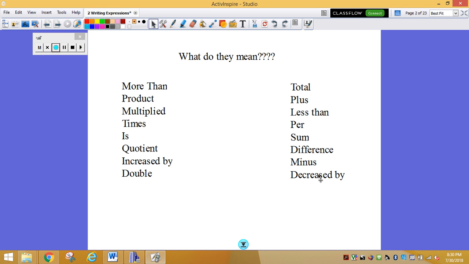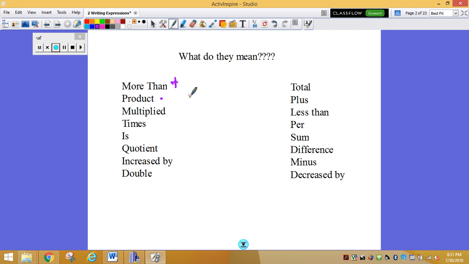All right, hopefully you have attempted these. So let's start with more than. More than means to add. So it should have been under the plus column. Product. Product means multiply. So that goes under the multiplication.